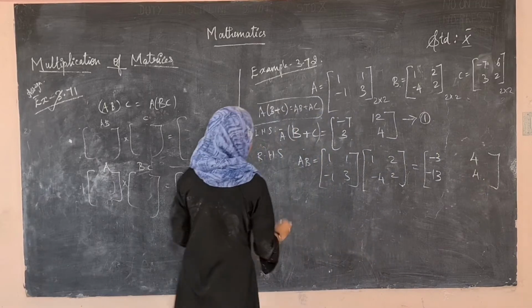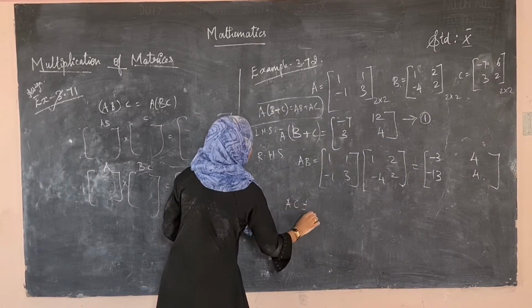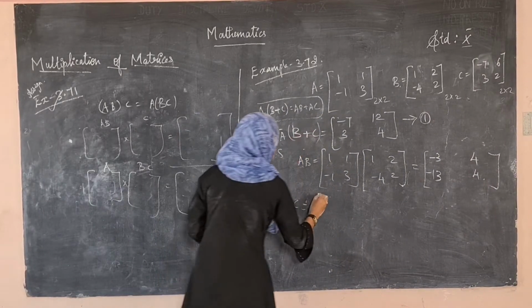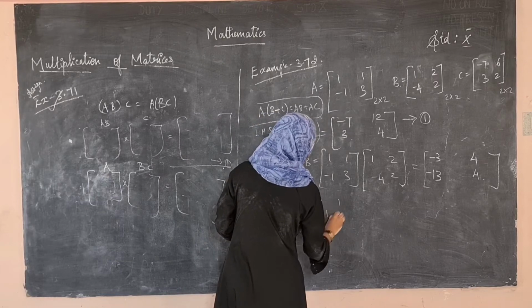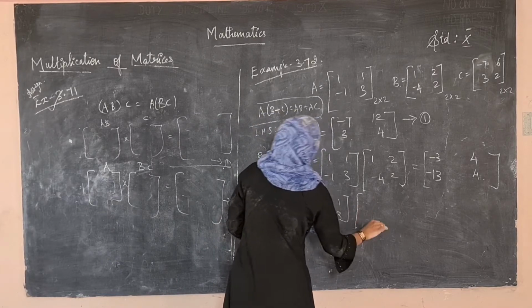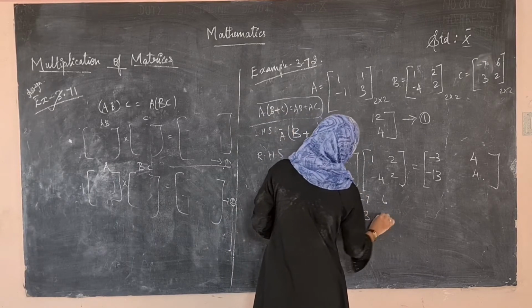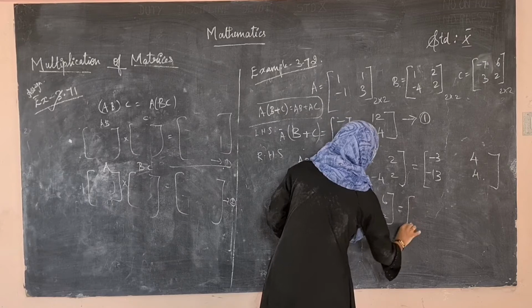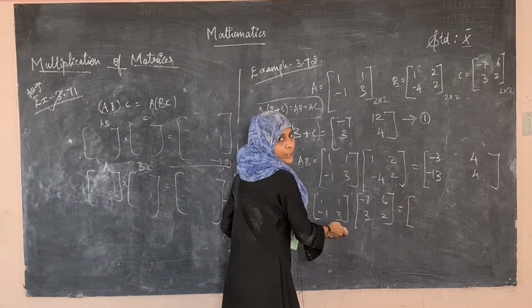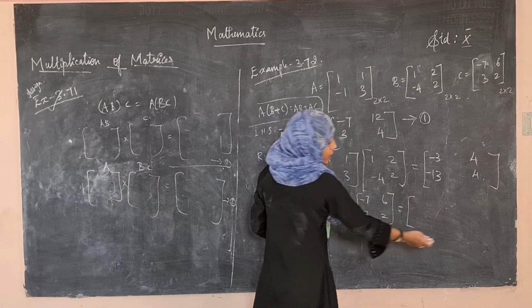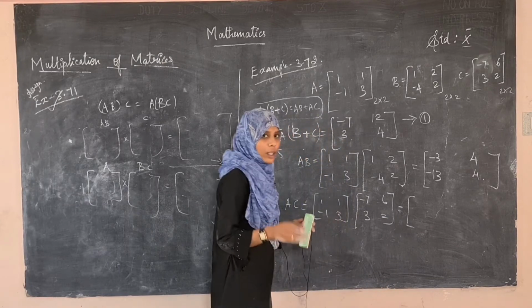Okay, this is AB. Now we are going to perform A into C. A into C we want. What is A? 1, 1, minus 1 and 3. What is C? C is minus 7, 6, 3 and 2. We are going to multiply this. A is 2 cross 2, C is 2 cross 2, so the resulting matrix will have the order 2 cross 2.